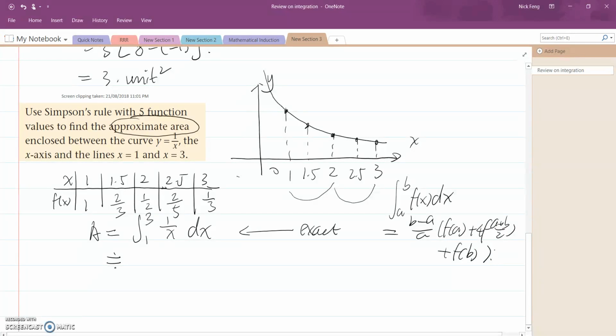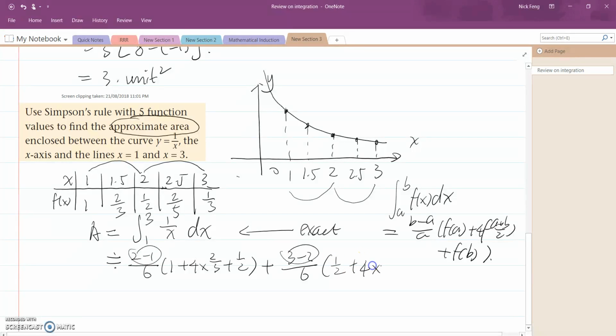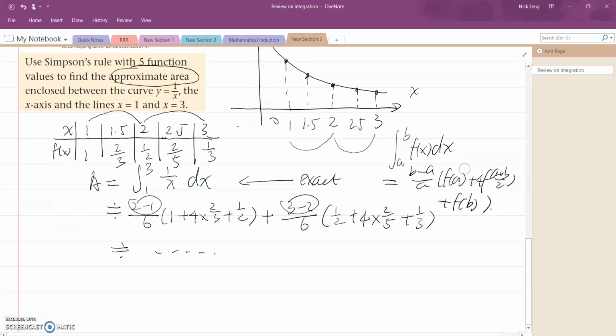So in this case, because we have 5 function values, we need to apply Simpson's rule twice. One here, the other one here. So therefore, we have (2 minus 1) on 6 times [1 plus 4 times 2 on 3 plus a half], plus (3 minus 2) on 6. Remember, these two must be the same. And the other one is [half plus 4 times 2 on 5 plus 1/3]. And then the rest is just calculator work. You just put it in a calculator.